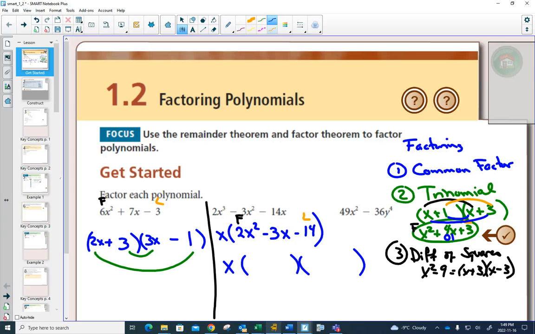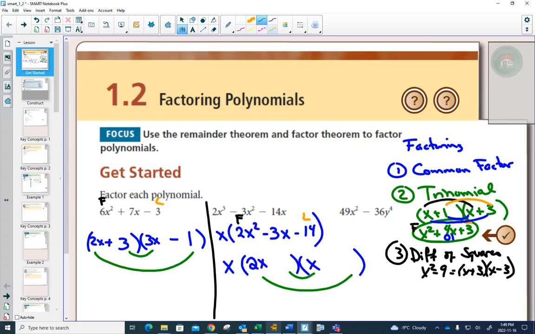In this case, can you see that the last one has options? It could be 1 and 14 or 2 and 7. But the first one doesn't have options. If it's going to work, it's going to have to be 2x and x. Here's my outside, here's my inside. Can you see two things that multiply to give you 14, so that your outside and inside can add or subtract to give you 3?